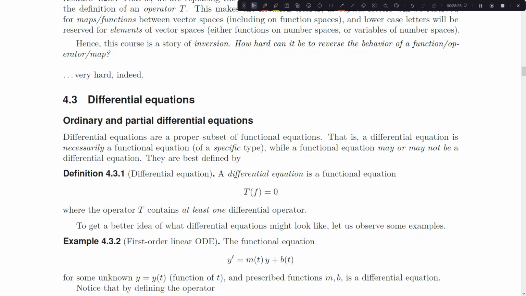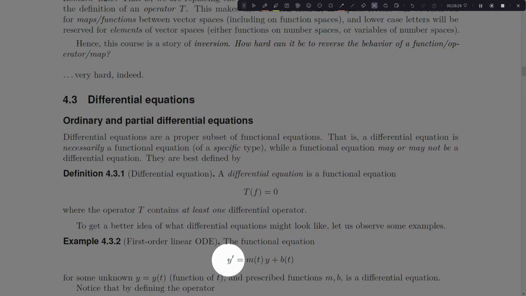So looking at this one, I have a functional equation here. y prime, I've taken a derivative of y, equals m of t, a function of t, times the function y, plus b as a function of t. In this case, the unknown y itself is considered as a function of t. And so that's unknown, and suppose that m and b have been prescribed for me. So m and b I already know, but the y I do not. This is similar to my y equals mx plus b formula. We'll find out that's why it's called linear.